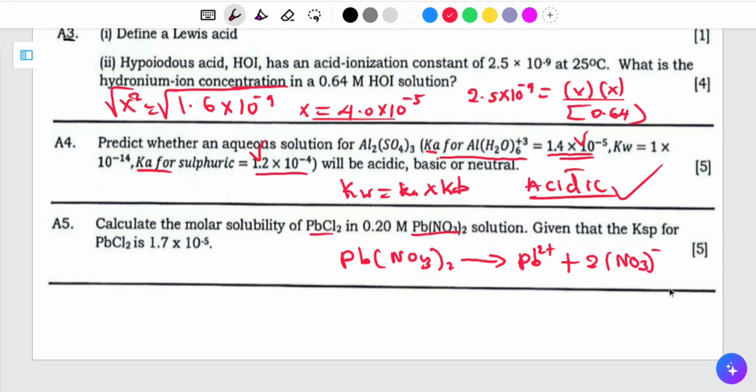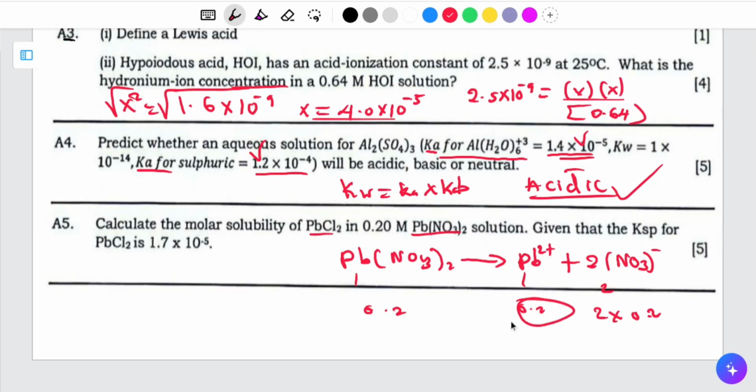In terms of the ratio, we have 1 to 1 to 2. So if lead nitrate is 0.2, the lead 2 ion is going to have 0.2, but the nitrate is going to be 2 multiplied by 0.2. That is one thing that you need to know. When you talk of a common ion effect, I'm looking at the ion which is common here. As you can see, lead is common here, and even here lead is common. So we have this value here for lead.